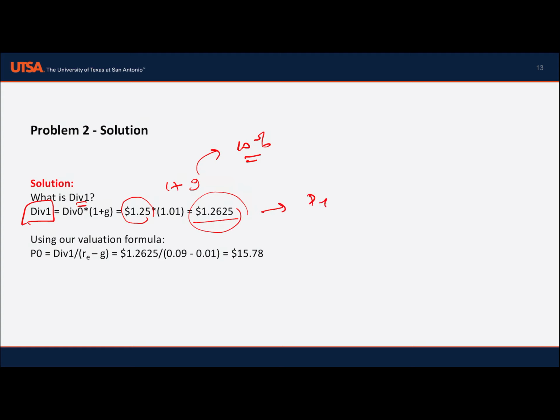So how can we find P0? It's easy. We already found the dividend paid at time 1, which is 1.2625, and we put it in the numerator. In the denominator we have the equity cost of capital minus the growth rate. The cost of capital is given as 9% and the growth rate is 1%, so we have 8% in the denominator, and the numerator is 1.2625. We find 15.78 as the stock value at time 0.